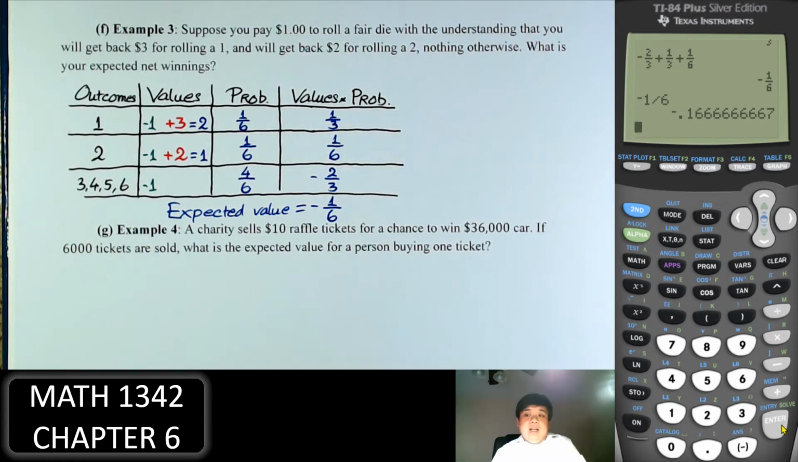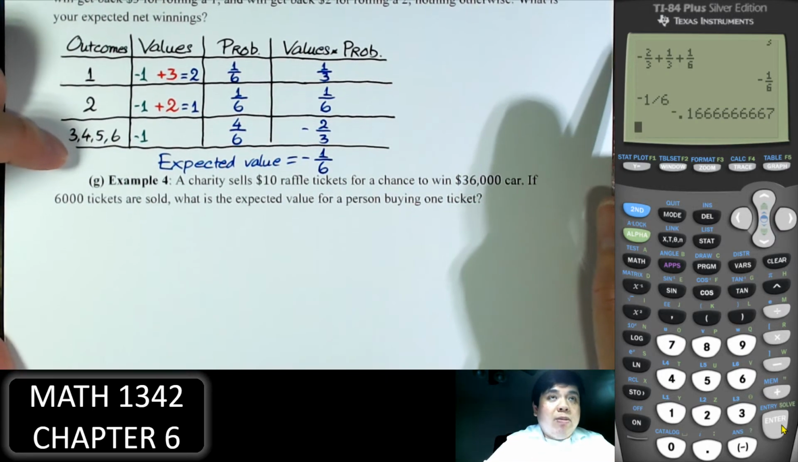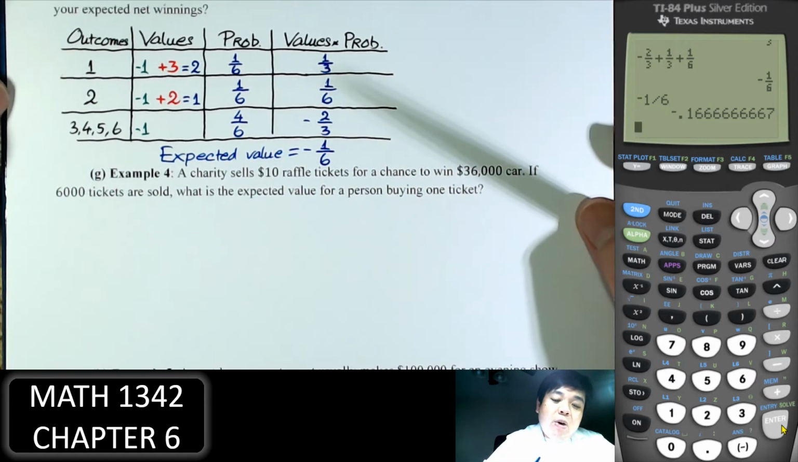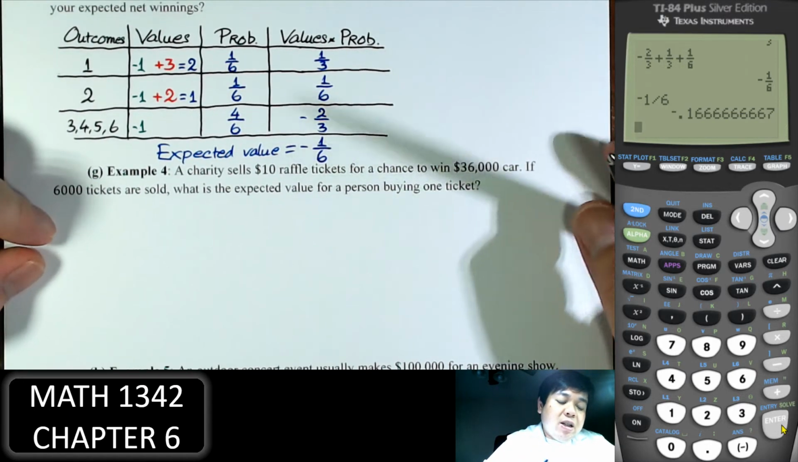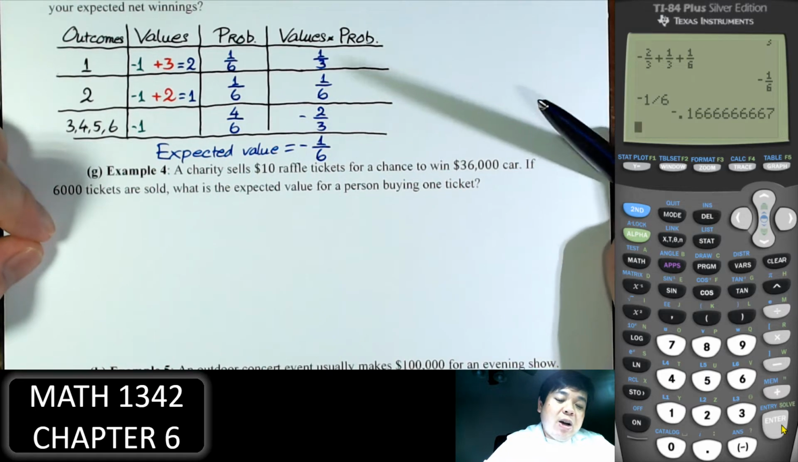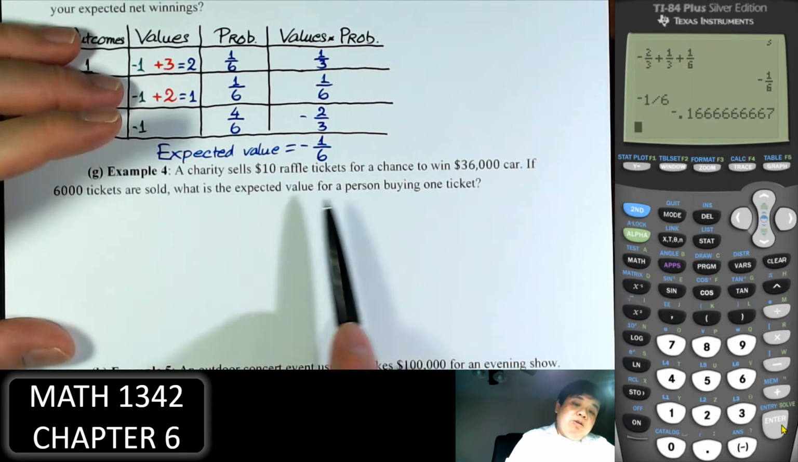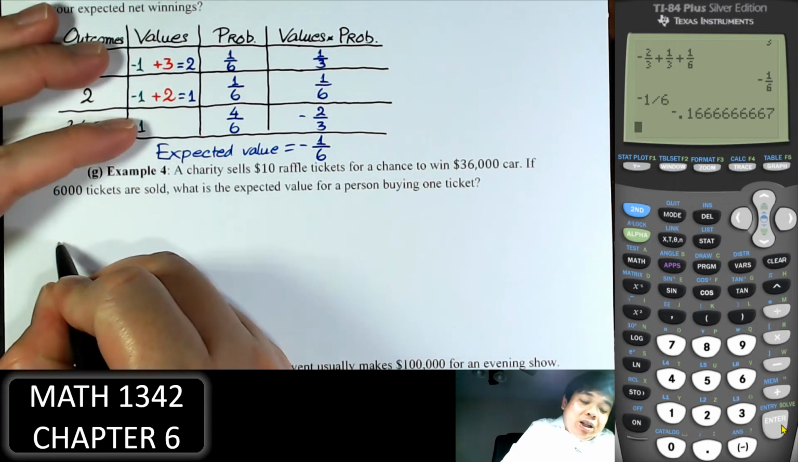Once again, this doesn't guarantee the mean we get for a certain number of trials. It just says that in the long run, we expect to lose this much each time we play. Here is one more example. A charity sells $10 raffle tickets for a chance to win a $36,000 car. If 6,000 tickets are sold, what is the expected value for a person buying only one ticket? So this is the expected value for a person buying a ticket, not for the charity selling the ticket.